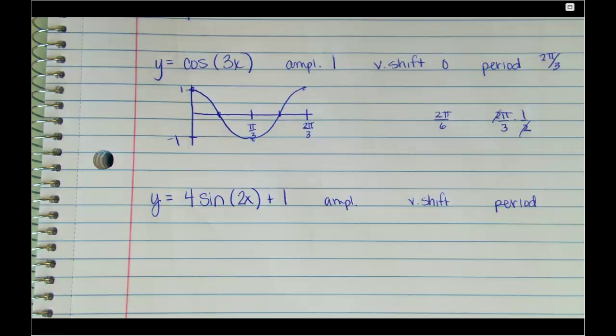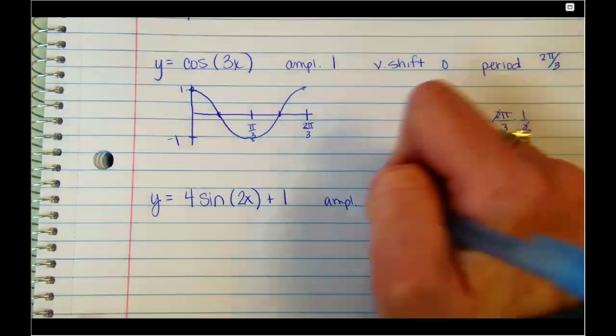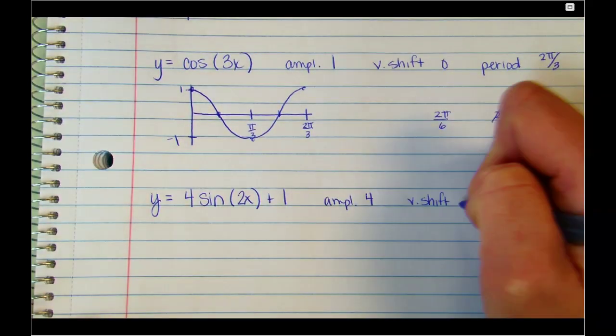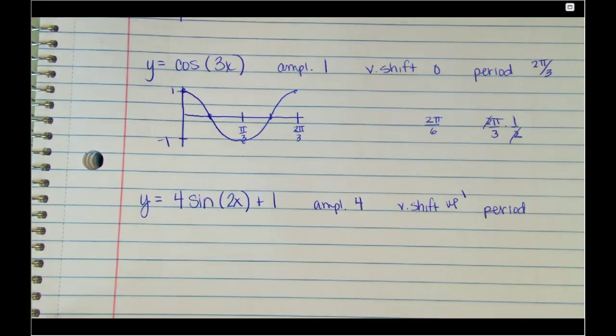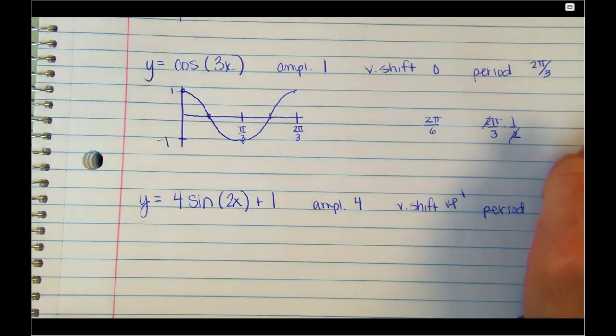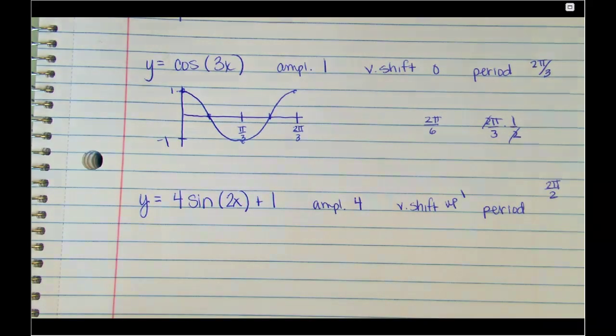So what's the amplitude? 4. What's the vertical shift? What's the period? 1 pi. The way we're getting that is you do 2 pi divided by b. Well, that's pi.